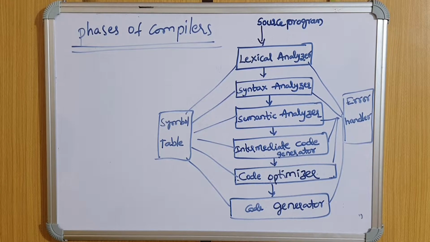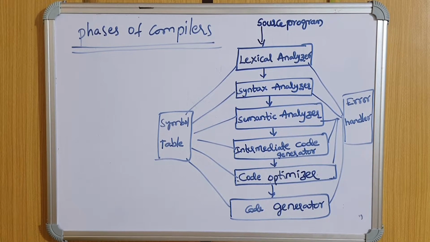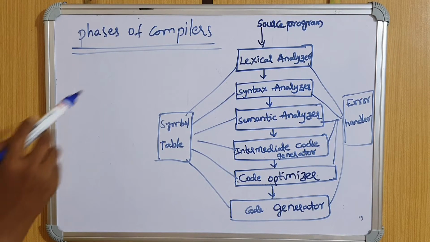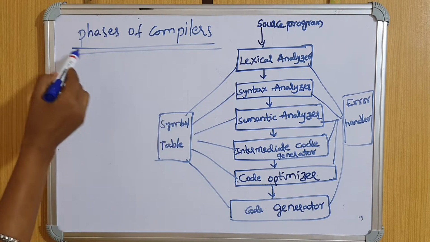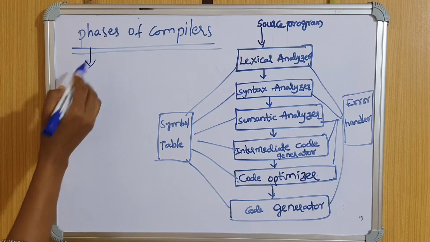Our topic is phases of compilers. Totally, we have 6 phases of compilers. Then what is the meaning of phase actually?